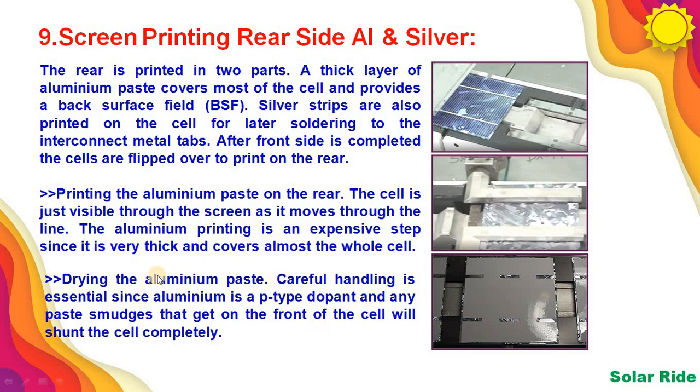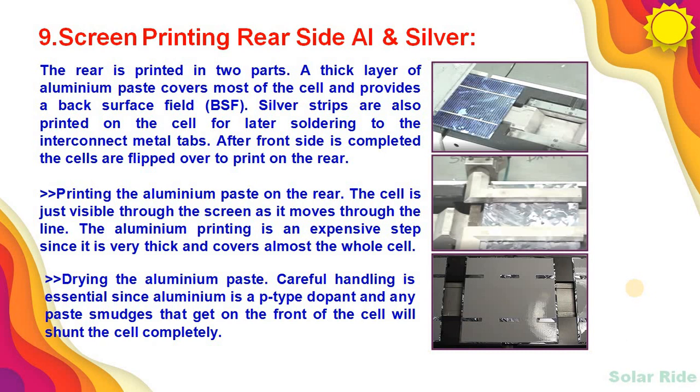On the back side, only the aluminium and silver paste will be applied at this stage. The rear is printed in two parts. A thick layer of aluminium paste covers most of the solar cell and provides a back surface field, BSF.